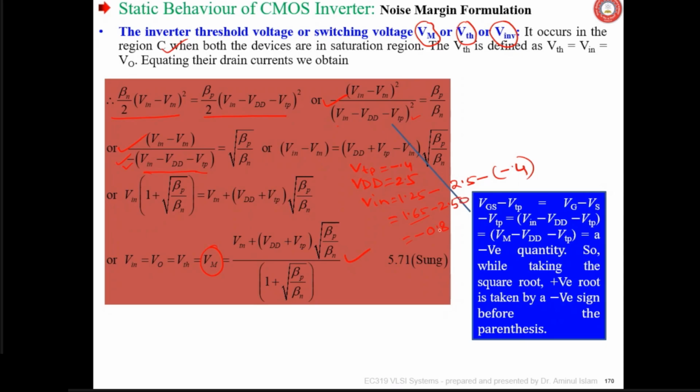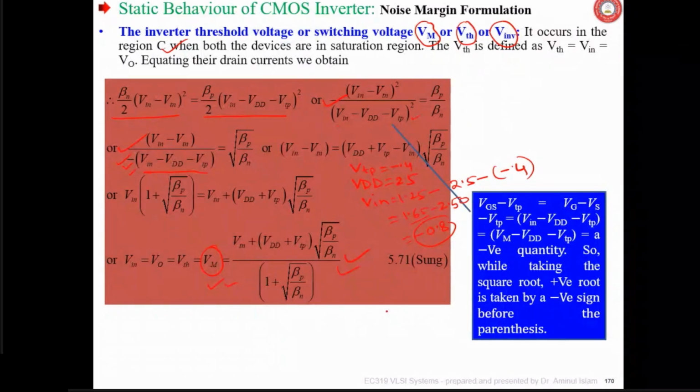Anyway, whatever it is, this is the negative quantity inside the parenthesis, and we want to take a positive root. So we have put a negative sign. This is the catch of this. Otherwise, everything is simple. So you are getting Vm as this expression: VTN plus, within parenthesis, VDD plus VTP square root of beta P by beta N, in the denominator, within parenthesis, 1 plus square root of beta P by beta N. So expression of Vm you got.